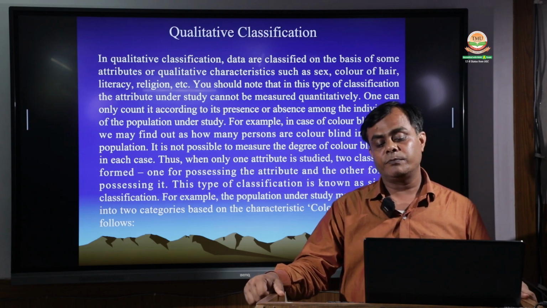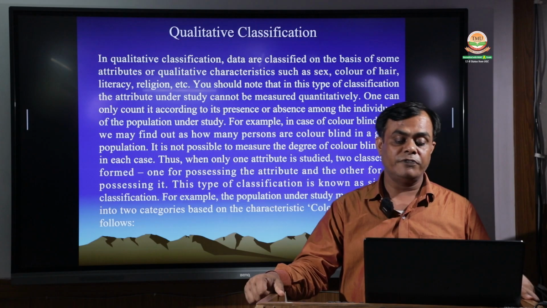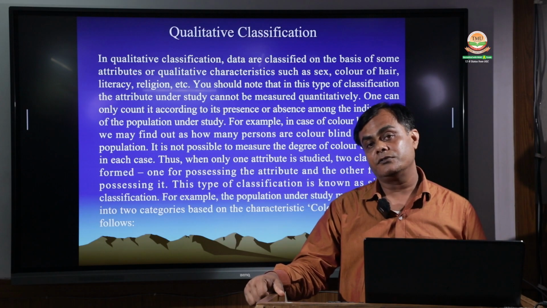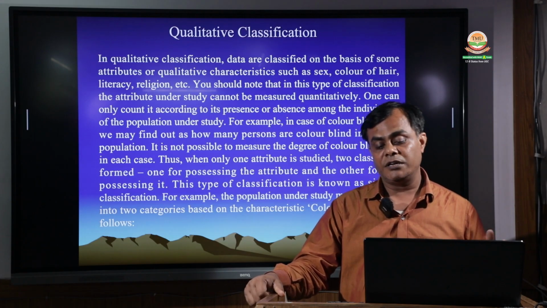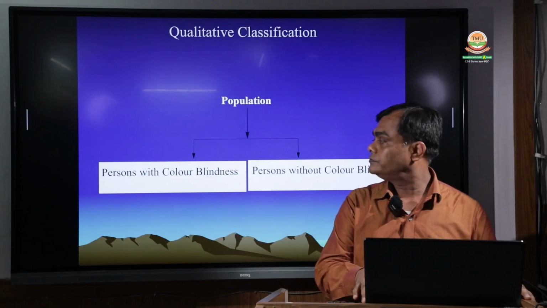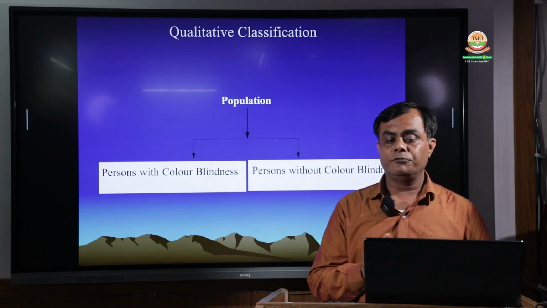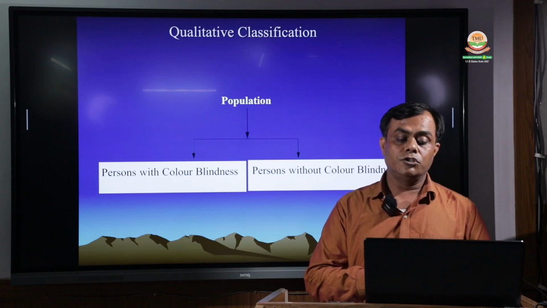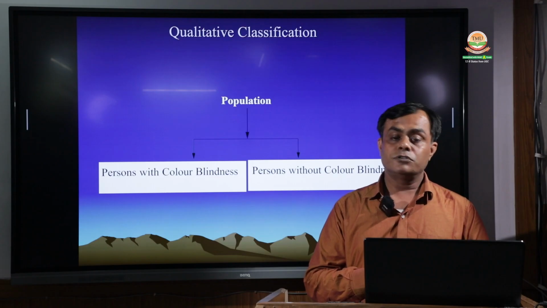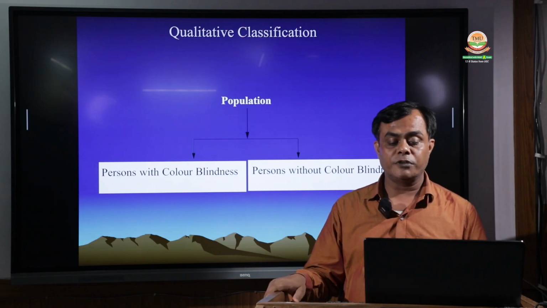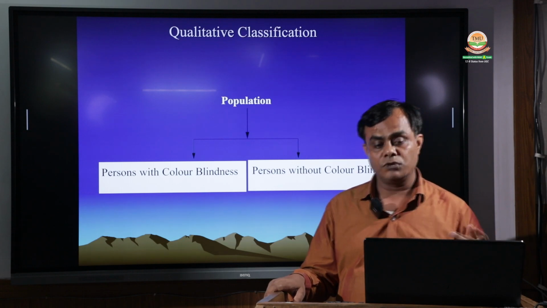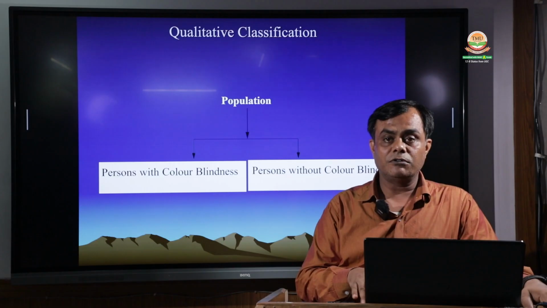For example, the population under study may be divided into two categories based on the characteristic of color blindness. So in this slide we are seeing the whole population divided into persons who are color blind and persons who are not color blind. So there are two classes in this classification of the qualitative data.